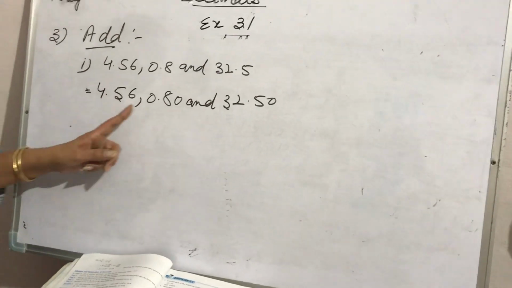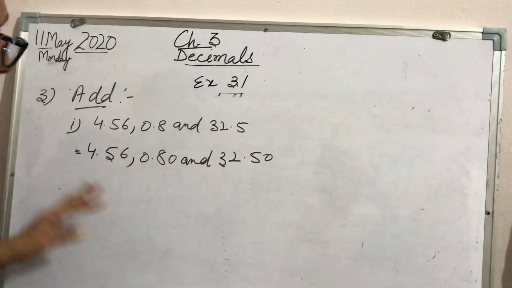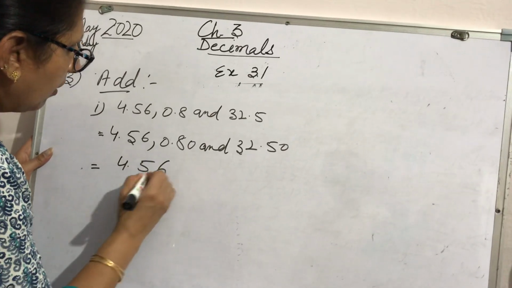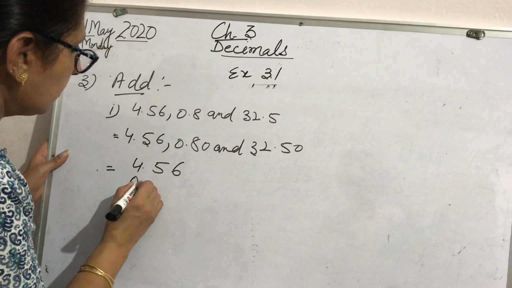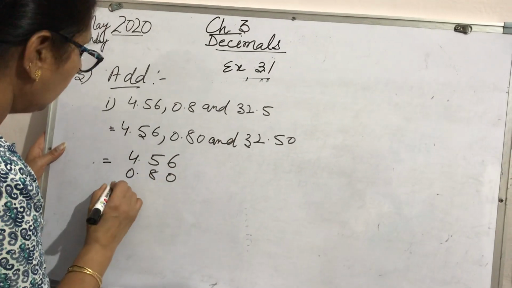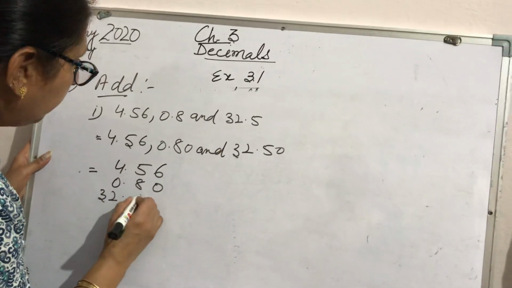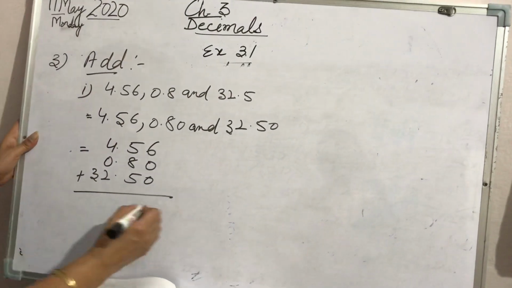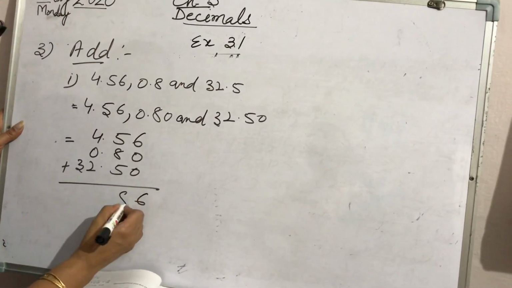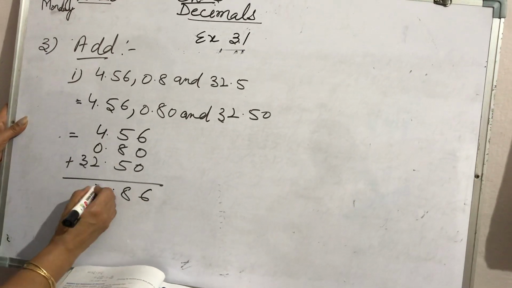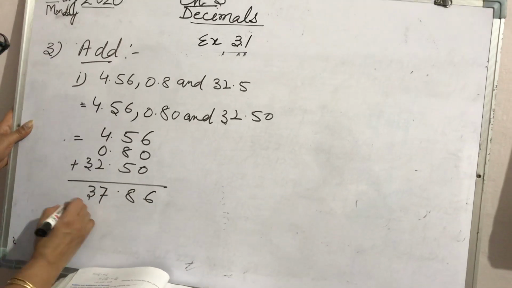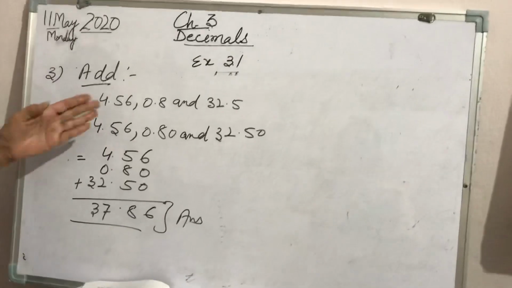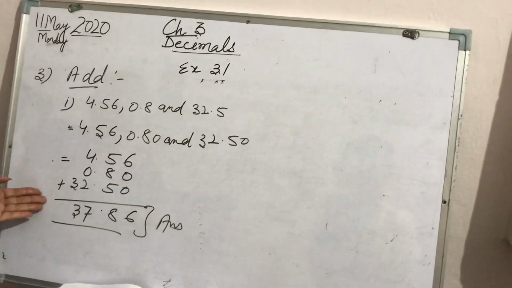We can arrange in column method. It will be easier. So arrange in column method: 4.56, 0.80, 32.50. Now add them. 6, 10, 18.17 and 3. So this is the answer. If you convert into column method, it will be easier.